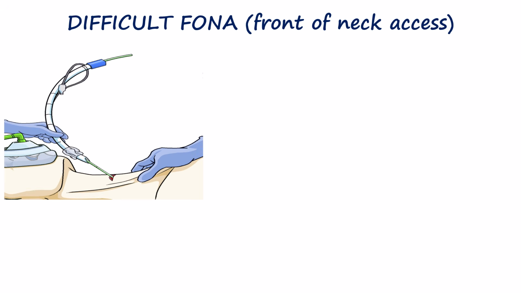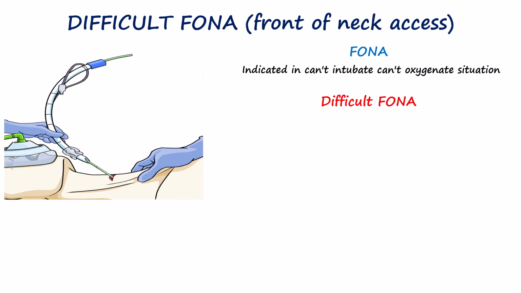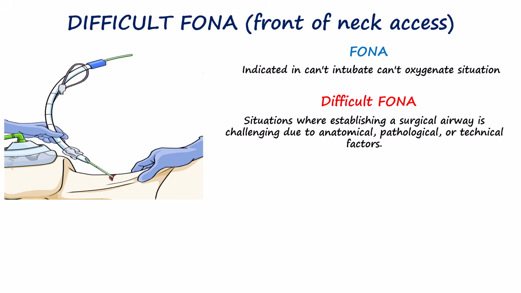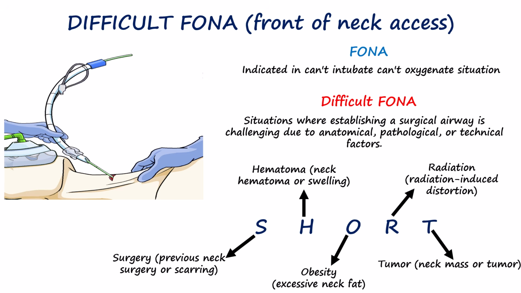Surgical airways, also known as front-of-neck access, such as cricothyrotomy and tracheostomy, are considered the last resort interventions during airway management when other attempts have failed. Difficult front-of-neck access refers to situations where establishing a surgical airway is challenging due to anatomical, pathological, or technical factors. Clinicians can use the short mnemonic SHORT to remember these risk factors, with S for surgery, H for hematoma, O for obesity, R for radiation, and T for tumor.